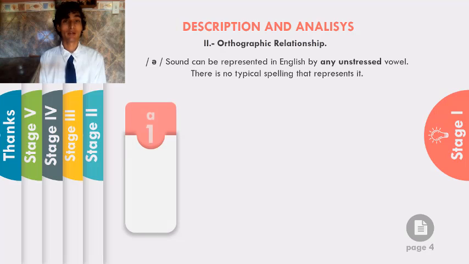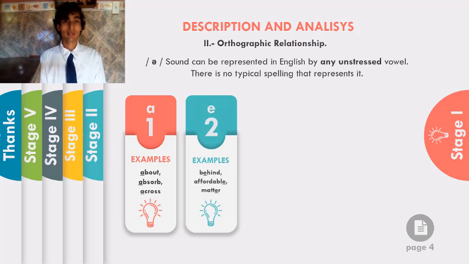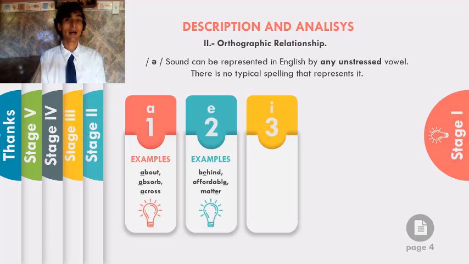Some examples with letter A would be words like about, absorb, and across. You can find more examples like this in your handout. Examples with letter E include words like behind, affordable, and matter. And you can find a lot more in your handout. Examples with letter I include words like council, policy, and similar. Once again, there are more examples in your handout.